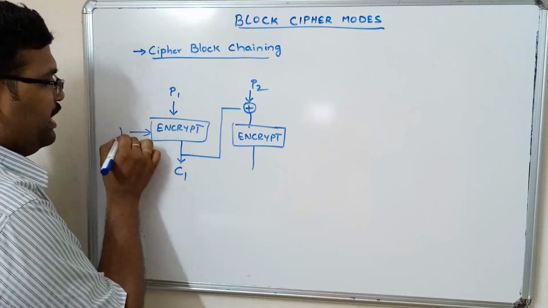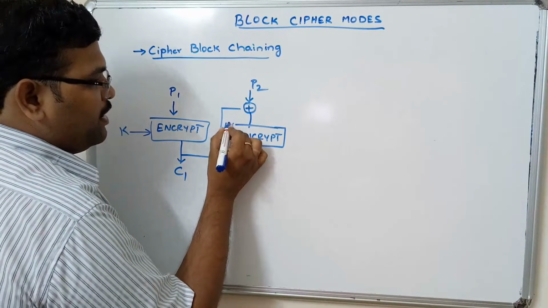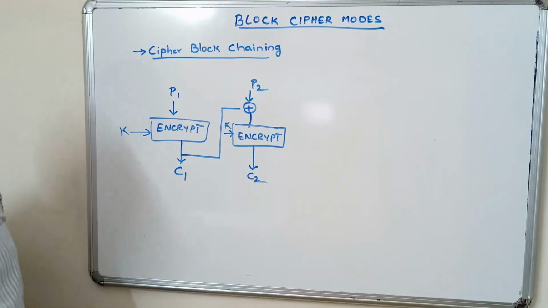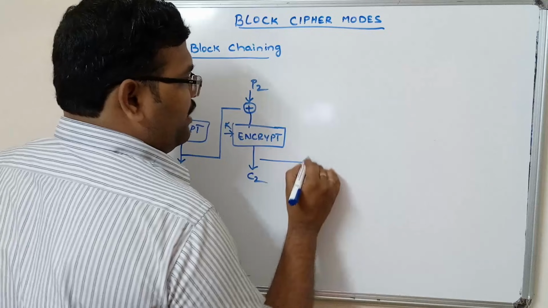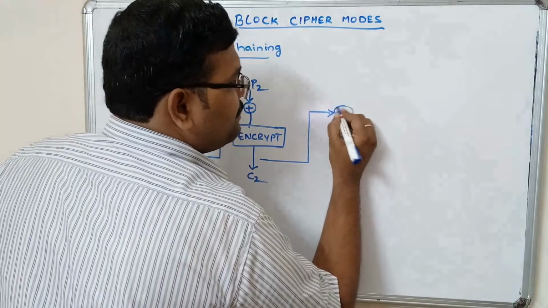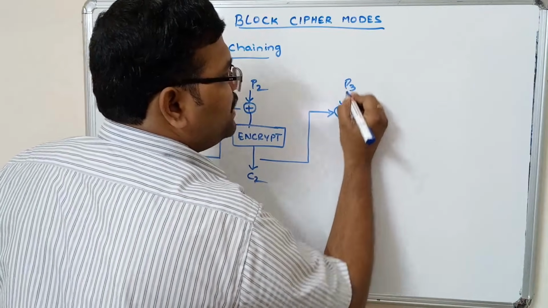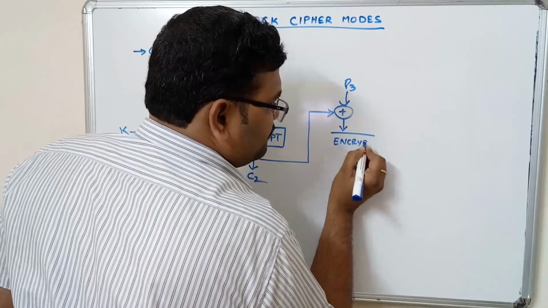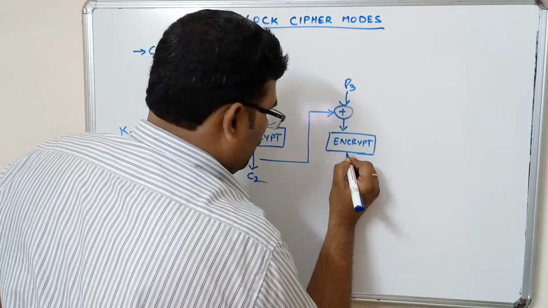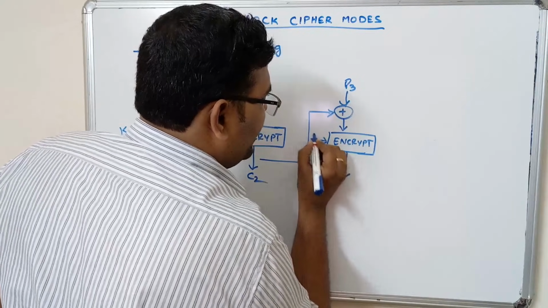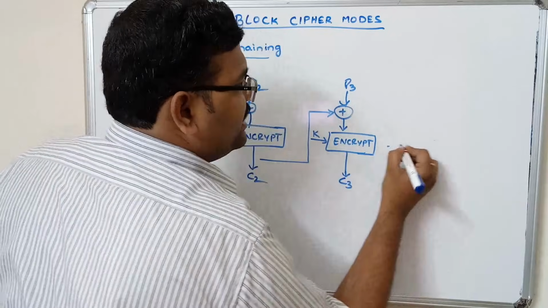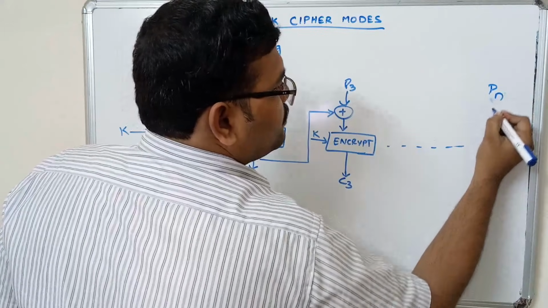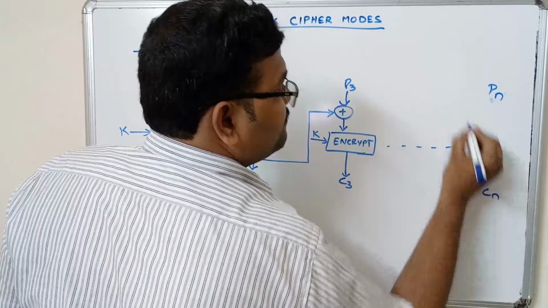So here we will apply the key. Here also we have to apply the key, and we will get C2, right? So this C2 will again XOR with the plain text of third block P3, and again apply the encryption. Use the key, we will get the C3. This process will be continued till the last block is appeared.